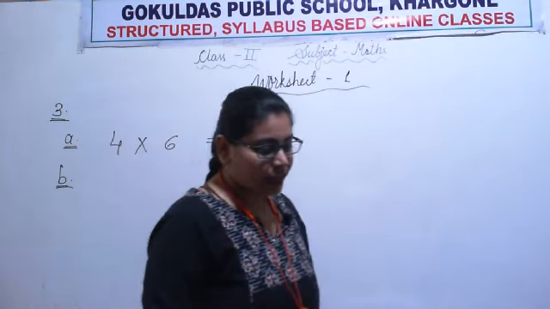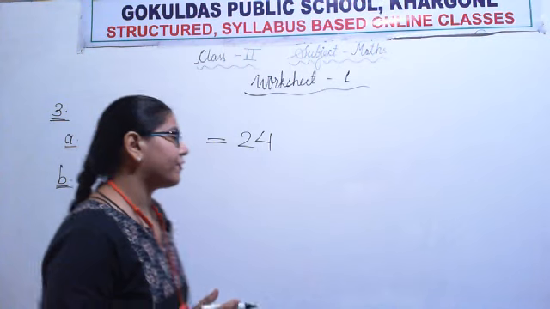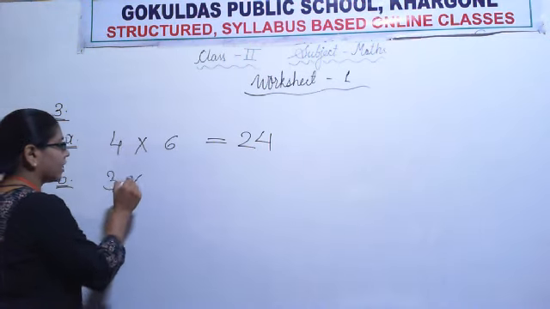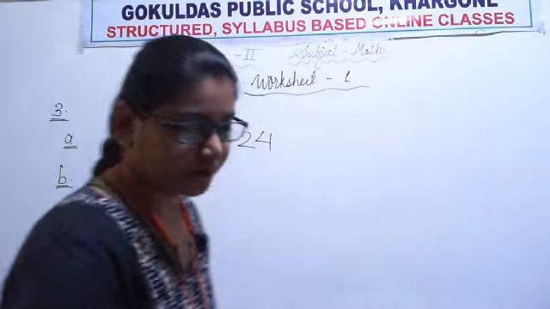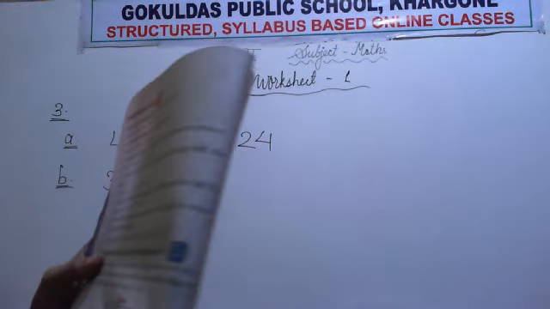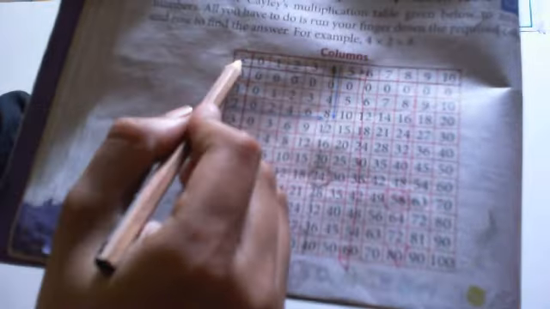Next one is 3 into 7. So again row into column. So first, number 3 we will see in the row. This is number 3. We will make a line downwards.